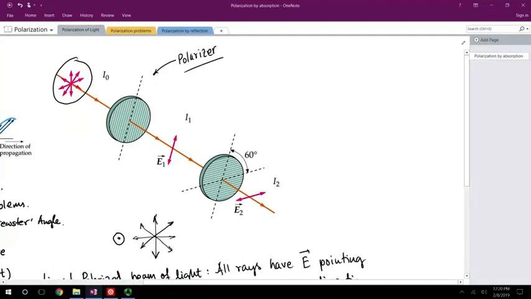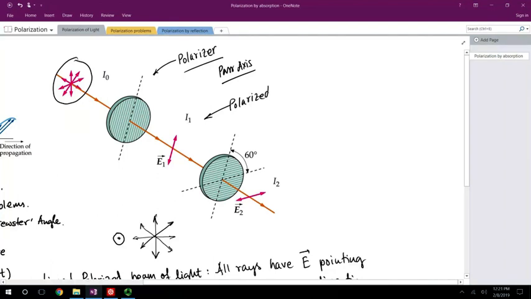or polarizing material. What this polarizer will do is only allow the component of electric field in the original beam of light that is parallel to an axis called the pass axis of the polarizer. If your electric field has a component that is parallel to the pass axis of the polarizer, then that ray of light will pass through. And so in the final beam of light that came out through the polarizer, all of the rays will have electric field pointing in the same direction, and so this would be polarized light.